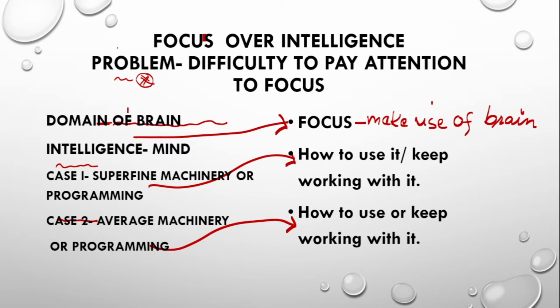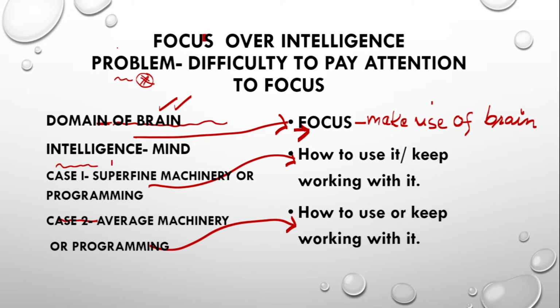So we are talking about focus, attention, concentration here. That is why it comes in the domain of the brain. It is a mind issue. So we'll keep intelligence as the main subject here. Intelligence means sharpness of the brain. And when you are making your brain work, when you are putting your brain into the work, it means focus. Let's understand it this way. Focus means make use of your brain. Whenever you are making use of your brain, it is called focus.